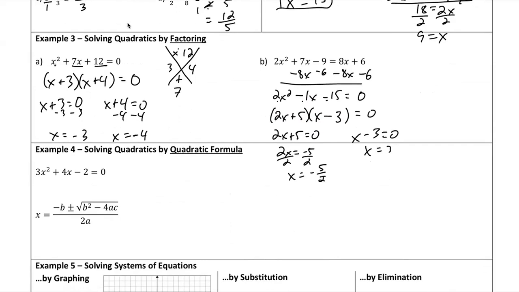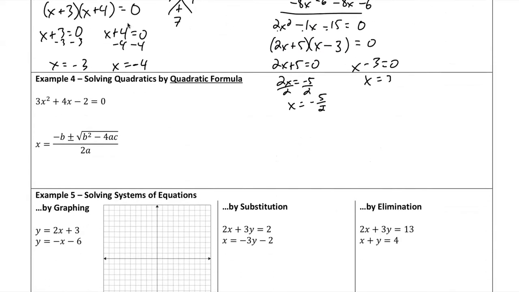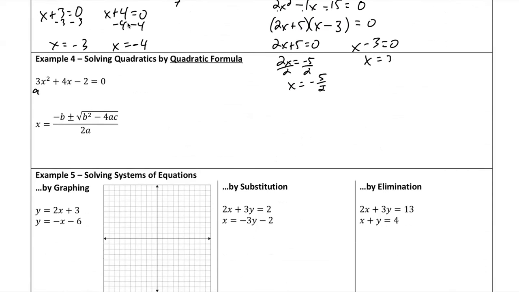Another way of solving our quadratics is using the quadratic formula. Basically, if I have a, b, and c right here for 3, 4, and negative 2, that can follow into this formula in these patterns here. So that means x is equal to the opposite of b, so it's a negative 4, plus or minus the square root of 4 squared minus 4 times a, which is 3 in this case, times c, which is a negative 2, all over 2 times 3.